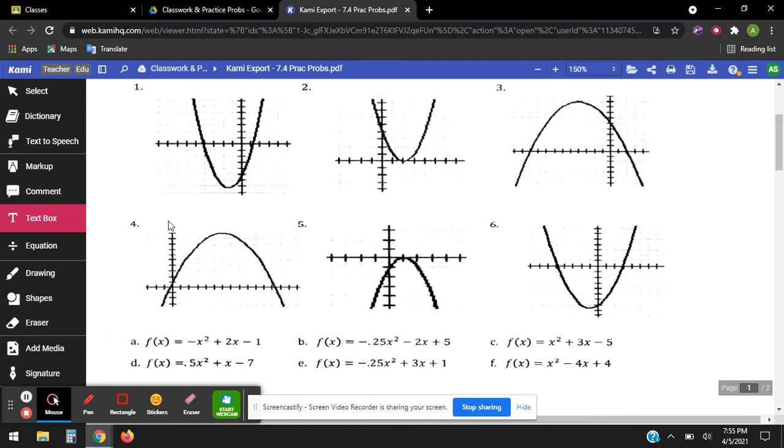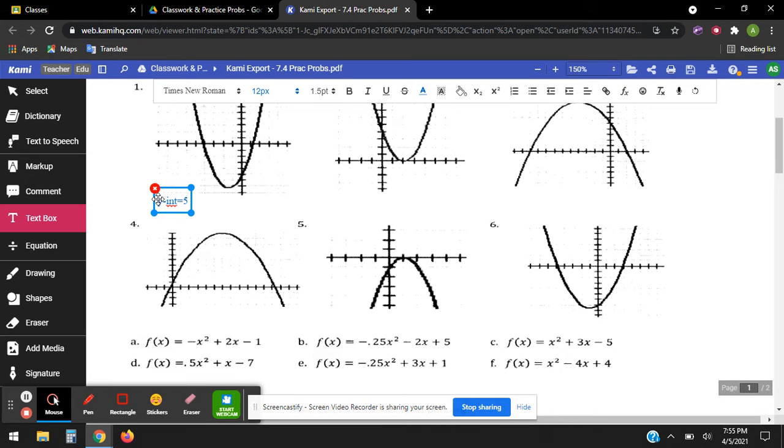So here I'm going to put the y-intercept is right here. So that's 1, 2, 3, 4, 5. So y-intercept is 5. And really, oh, sorry, -5. And really, what does that mean as far as our equation?